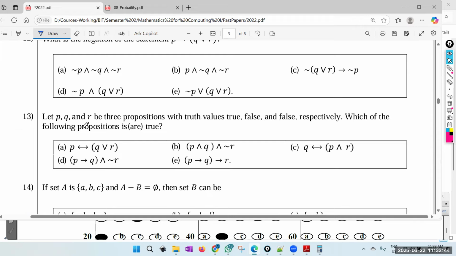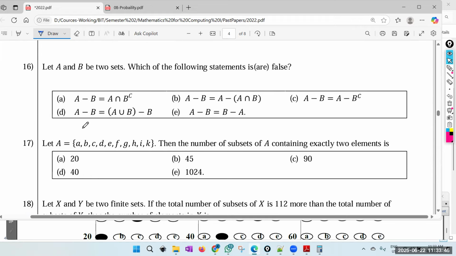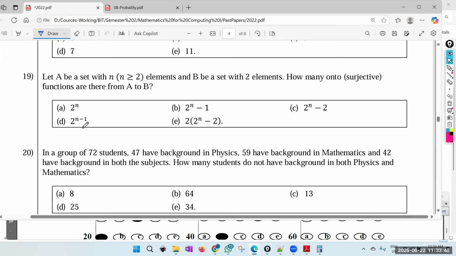Yes, the 19th one. Yeah, 19th. Let A be a set. Oh, that is a tough one. How many surjective functions? Let A be a set with n greater than 2, and B a set with 2 elements. So this has only 2 elements, but this one has n elements, which is bigger than 2.